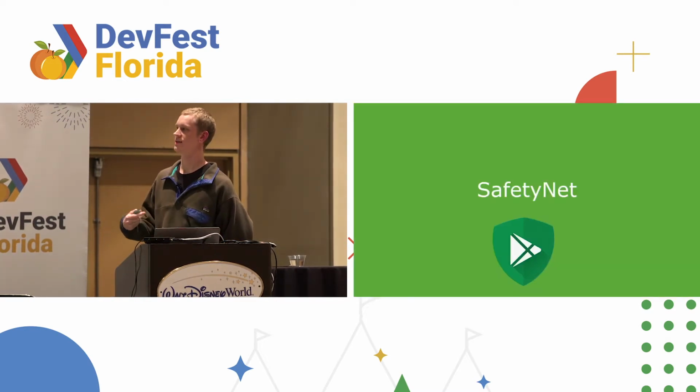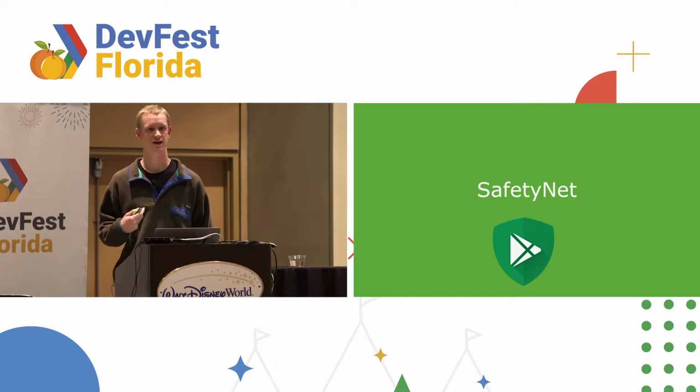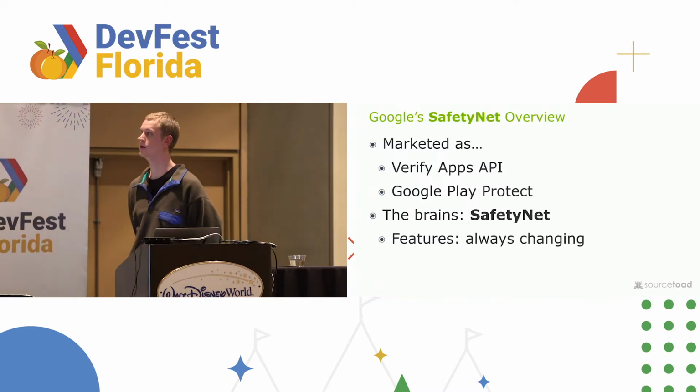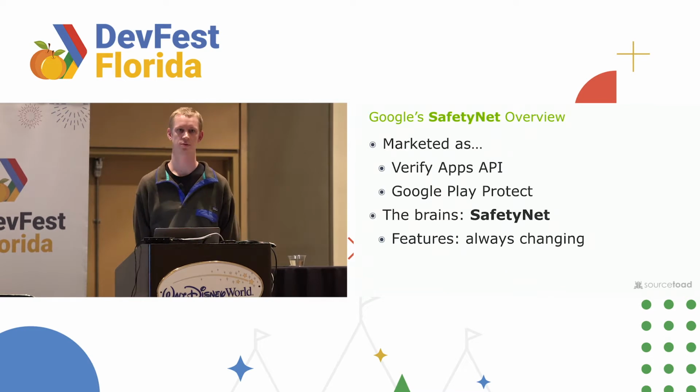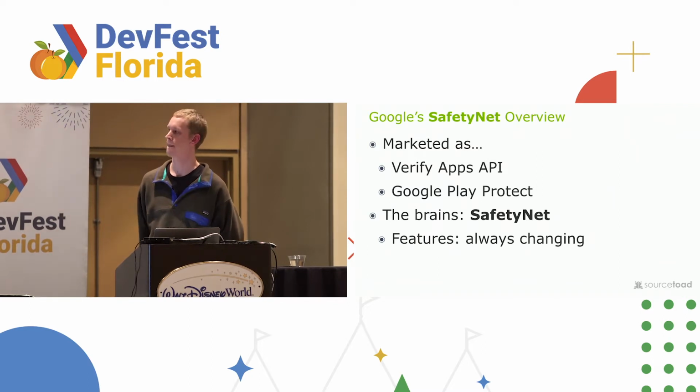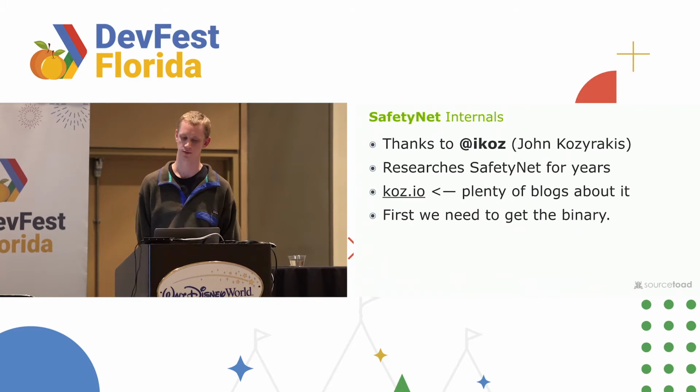The whole reason behind this and how Google blocked it is SafetyNet. And SafetyNet could be a talk on its own. You could probably sit here for an hour and discuss it, but we're going to do it in about 3 minutes. It's marketed by Google as Verify Apps API or Google Play Protect. You see it in the little top bar when you're updating apps probably, spinning around. But the brains behind it is SafetyNet, and we're going to learn what that is real quick.